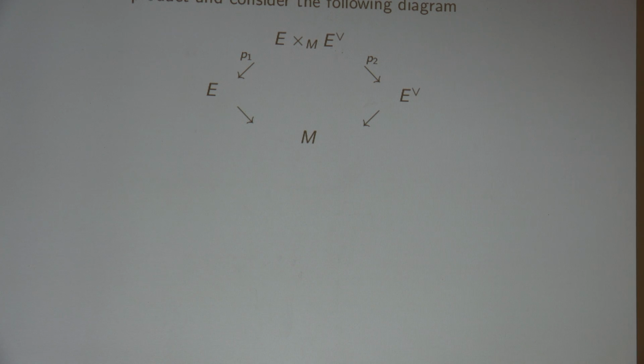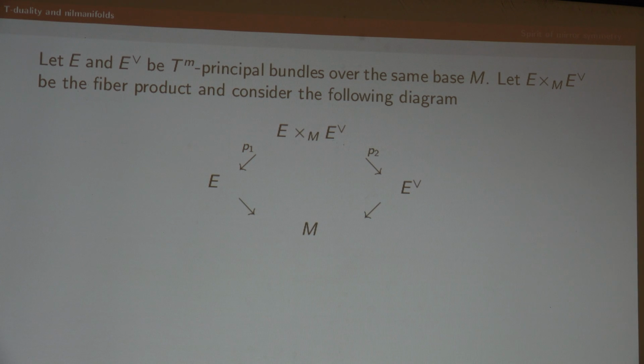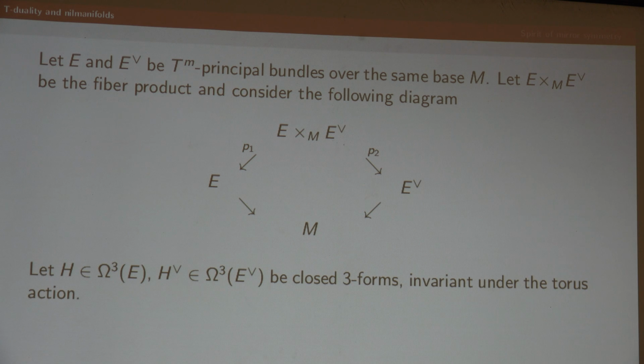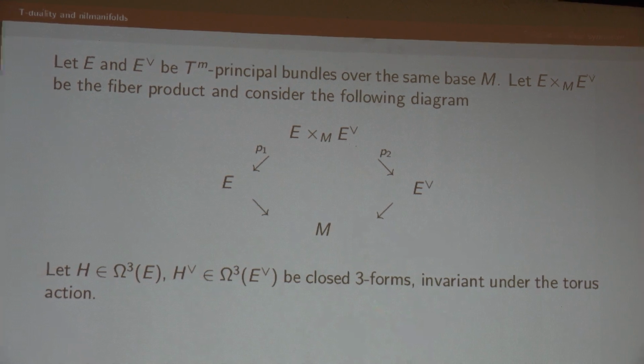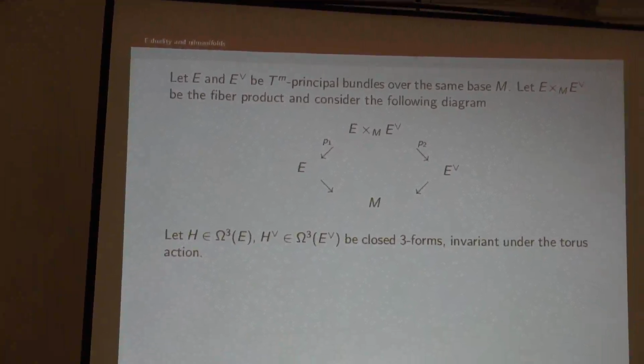We consider two principal torus bundles, E and E check, over the same base, and construct the space which is a fiber product over the same base, where the fiber is the product of these tori. And we consider two closed three-forms, H and H check.